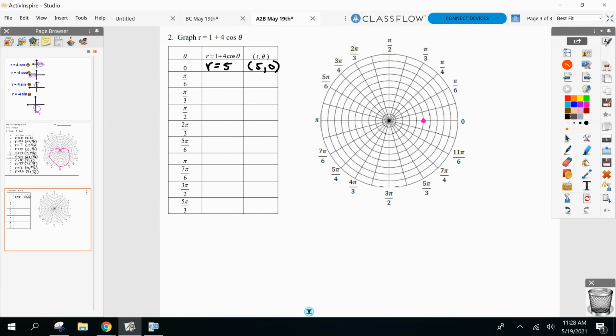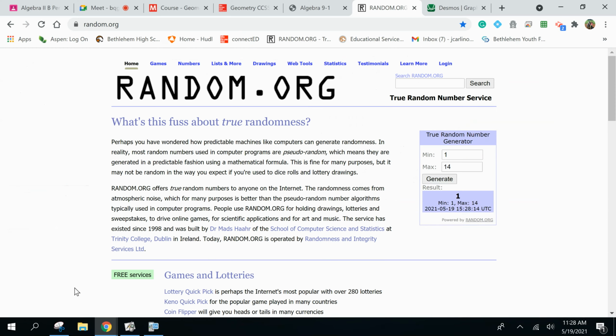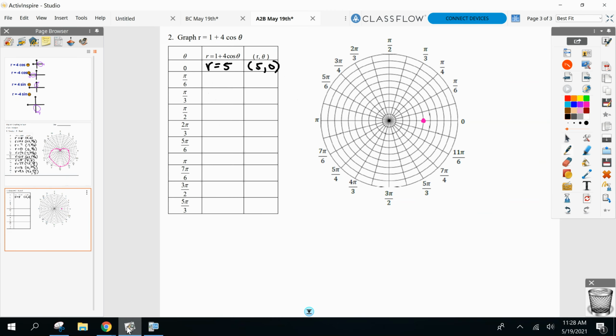Keep going, everyone. Nearest tenth, pi over 6. When you get it, pi over 6. Mason, pi over 6. Let me just put it in here. Sure. So 1 plus 4.